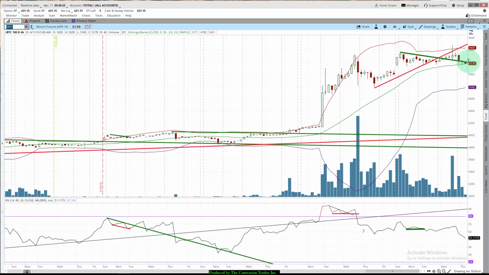Longer term, I think it's going higher. So my early warning signal for Bitcoin is to watch for RSI to begin to show signs of strength. Right now, we're seeing lower highs and lower lows, so I would avoid.